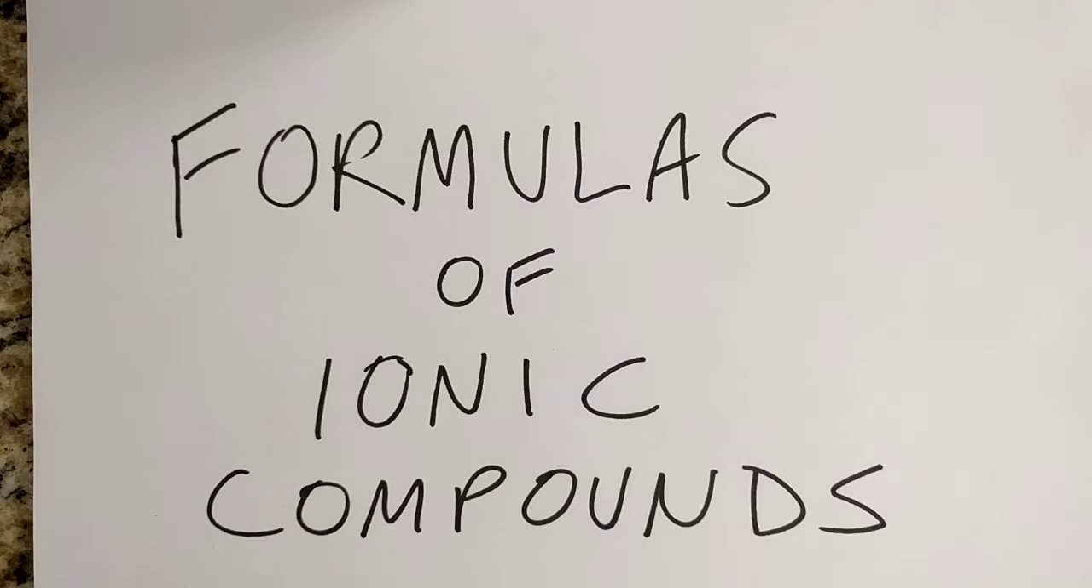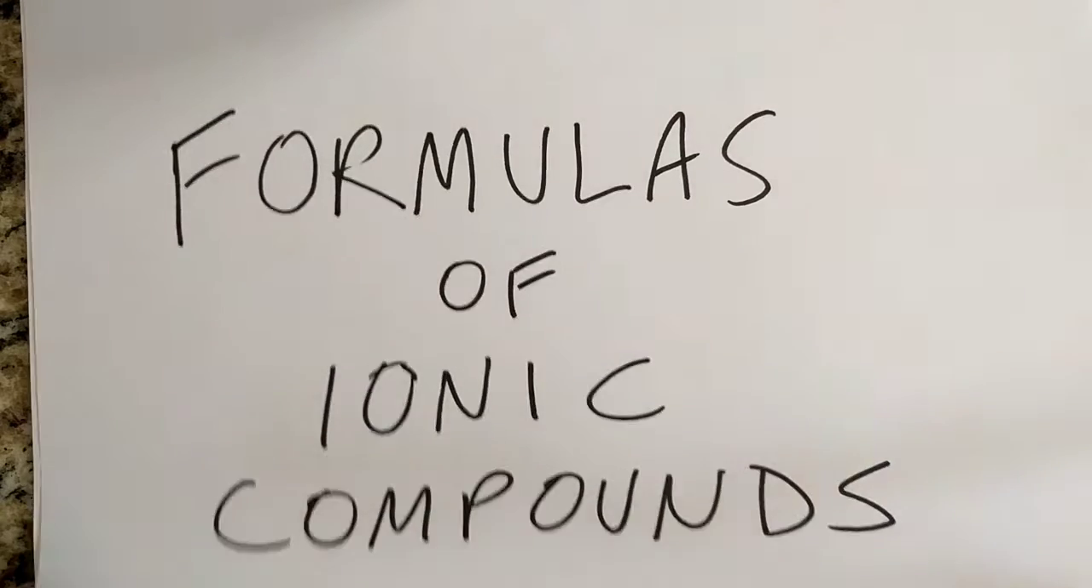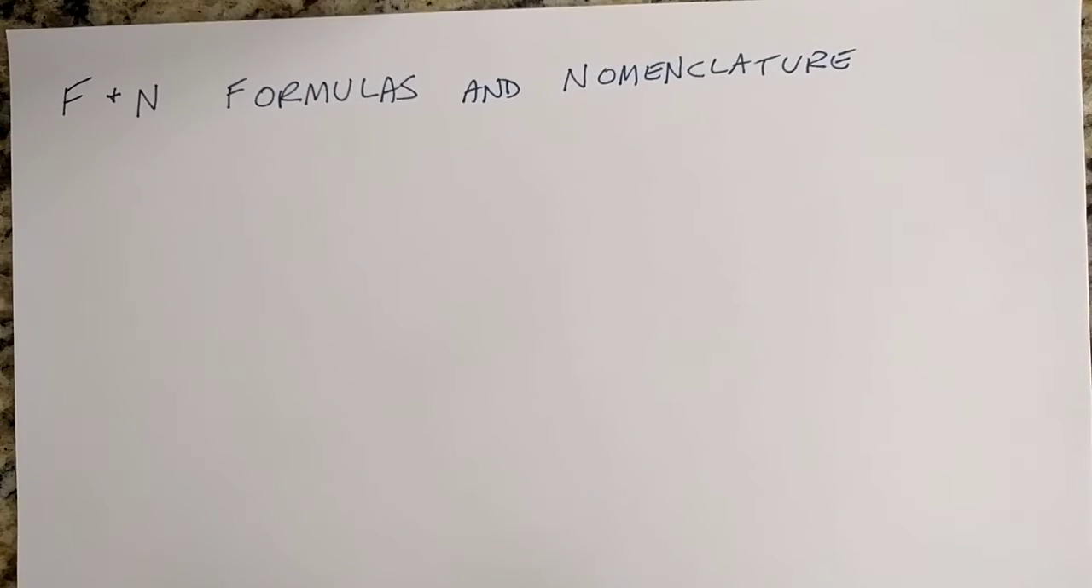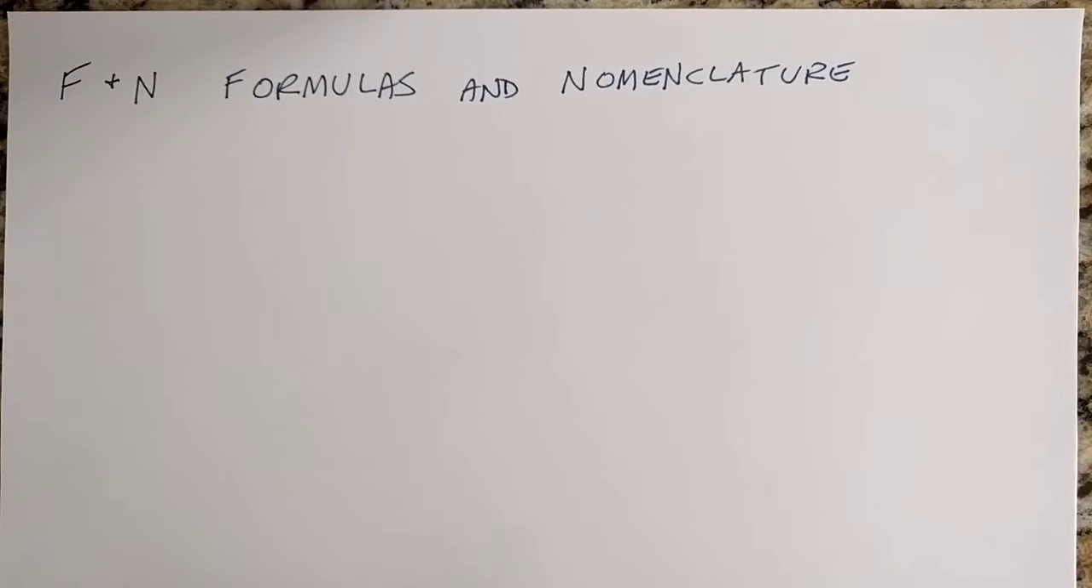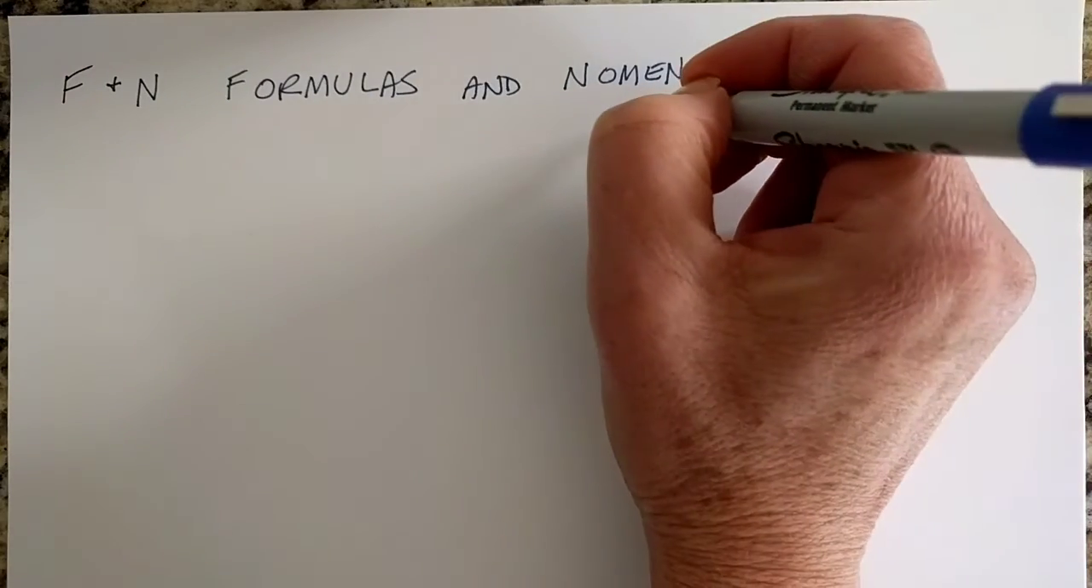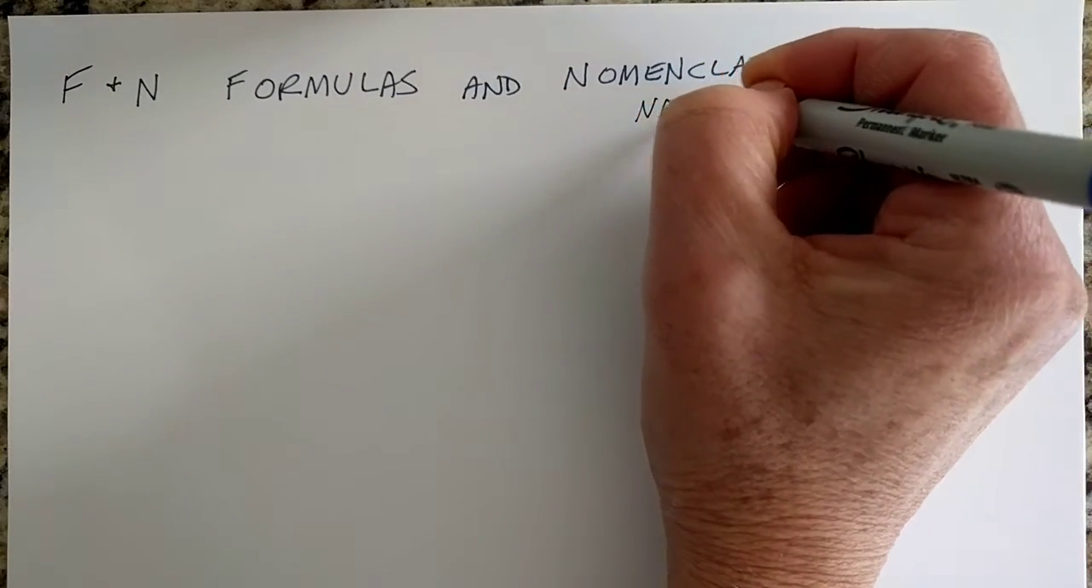Today's lesson is formulas of ionic compounds. For today's lesson, you will need a periodic table, your periodic table of ions, and the polyatomic ion chart. Our topic is formulas and nomenclature, often abbreviated as FNN. We know what a chemical formula is, and nomenclature just means the name of the compound.